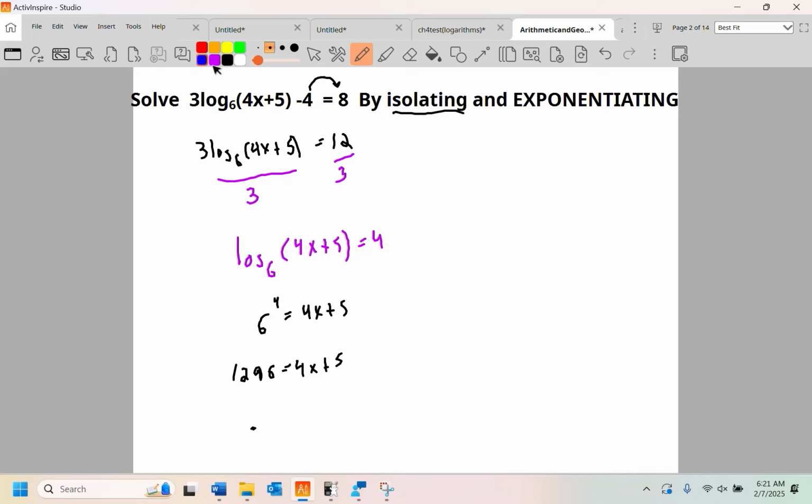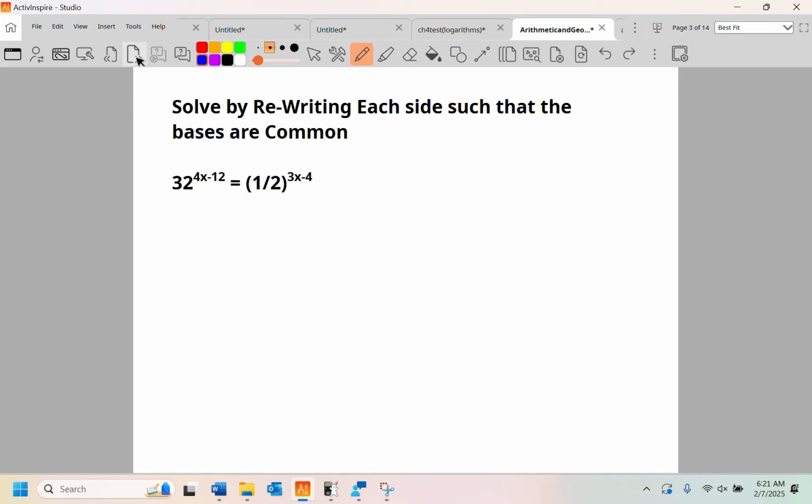All right, keep isolating. Remember, the whole goal was to get at x. Some of y'all haven't quite figured that out. I grade your test and you stop like you're done. But if it's solved for x, you get to x. So we subtract 5 and we get 1291. That would be 4x. Then we divide by 4 and we're done, because 4 is not going to enter that number because that's an odd number. Even numbers don't enter odd numbers.